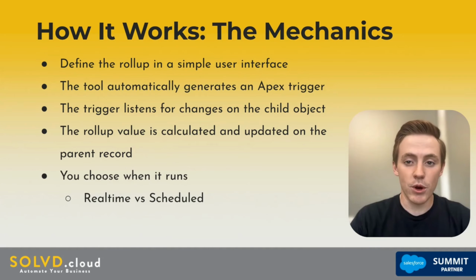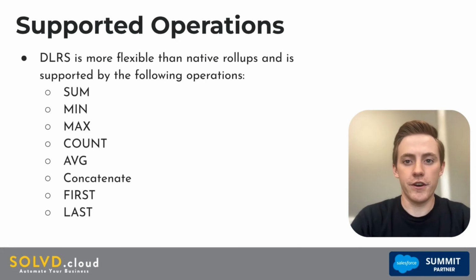You can choose real-time mode, which updates the parent record immediately when a child record changes. This is great, but it can be resource intensive. Or you can choose scheduled mode, which runs a job on a set schedule to update records. This is a much more efficient option for large data sets. Shown here is a list of operations that DLRS supports. As I mentioned before, this is one of the reasons that it's so versatile.